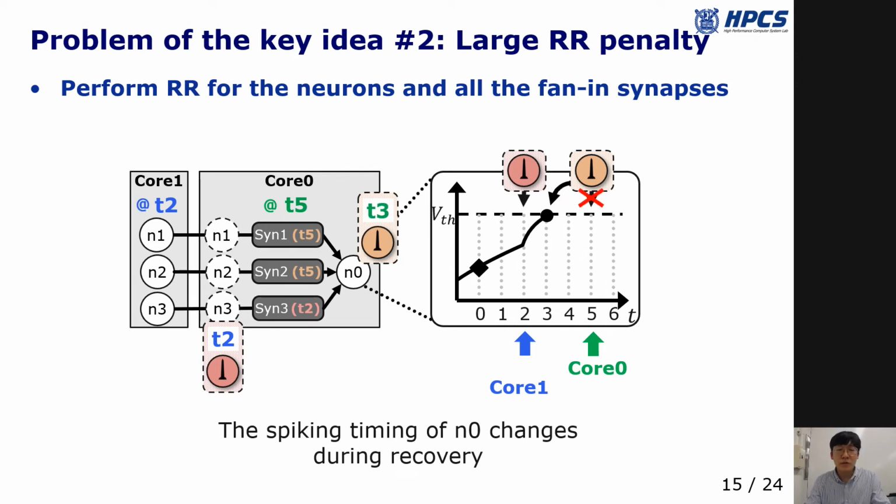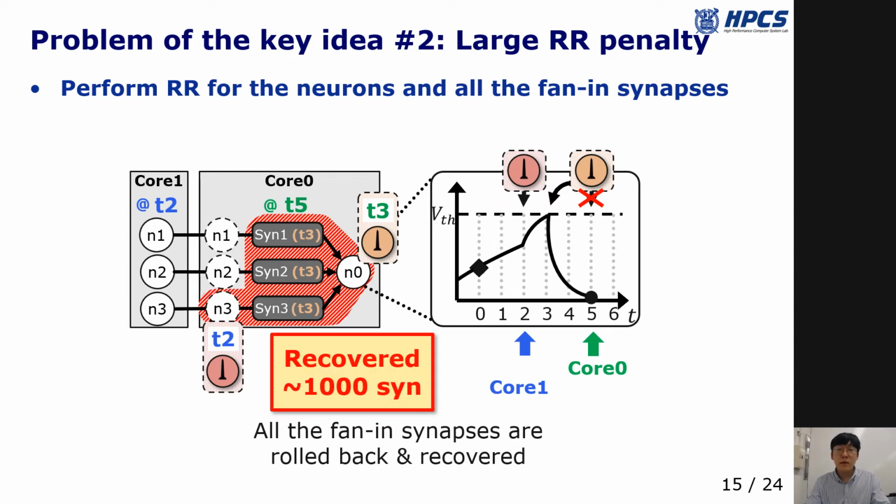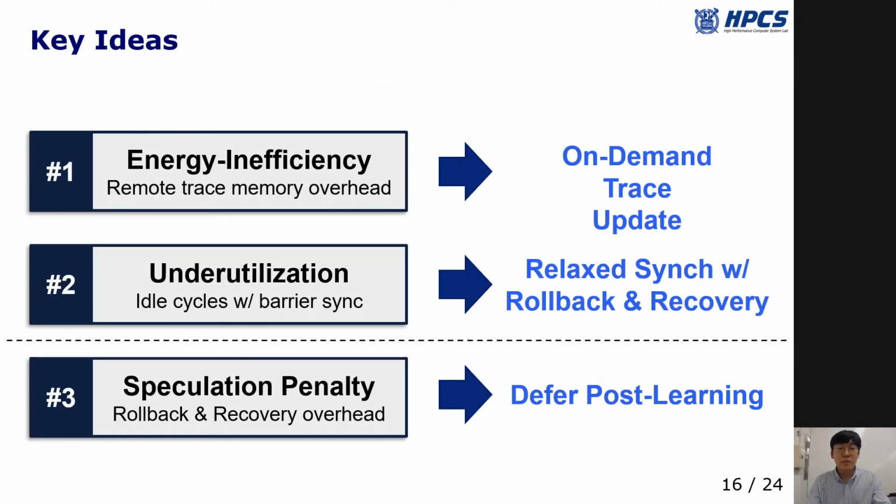During the recovery, neuron firing activity may change, so in this example, the spiking time of neuron 0 changed from T5 to T3. As a result, the core rolls back the fan-in synapses to the checkpoint and recovers again. A single neuron is connected to hundreds to thousands of fan-in synapses. Therefore, the additional rollback and recovery procedure incurs significant overhead. We observed that the speculative simulation has high misspeculation penalty due to the large rollback and recovery overhead. To that end, we propose to defer post-learning to reduce the overhead.